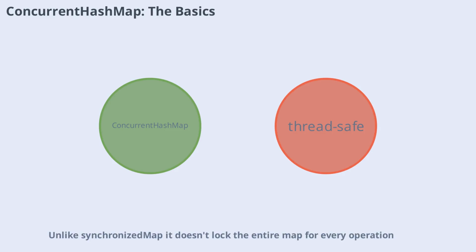Unlike synchronized map, it doesn't lock the entire map for every operation. Instead, it uses a sophisticated locking mechanism that allows multiple threads to read and write to different parts of the map simultaneously. This design dramatically improves performance and scalability, especially under heavy load.